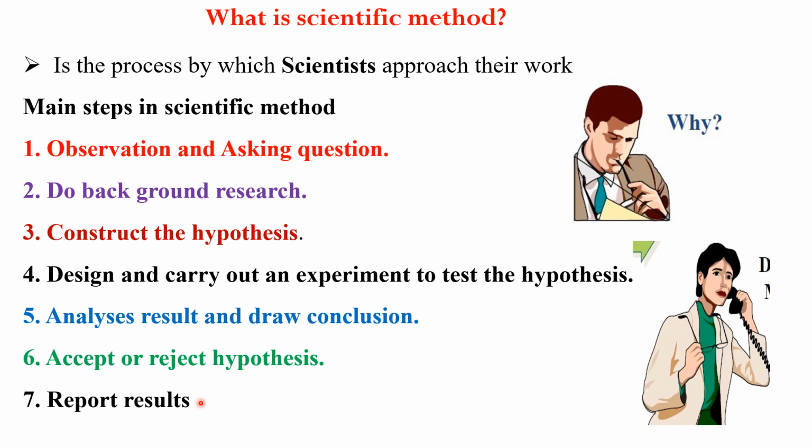The first one is observation and asking questions. The second one is do background research. The third one is construct hypotheses. The fourth one is design and carry out an experiment to test the hypothesis. The fifth one is analyze results and draw conclusions. The sixth one is accept or reject the hypothesis. The seventh one is report results.